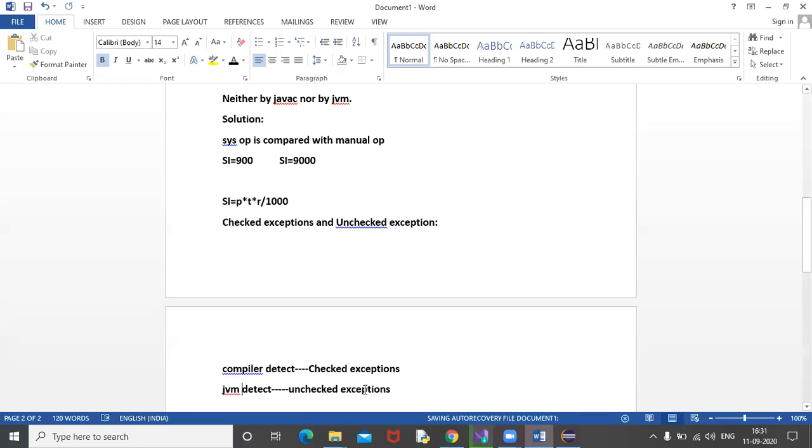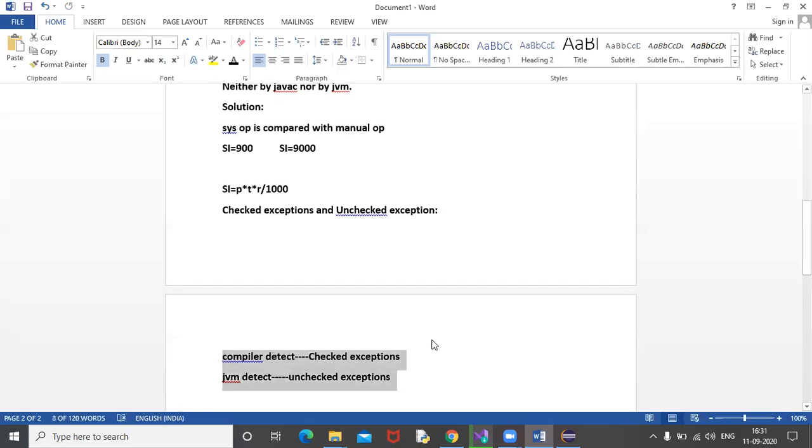Understood now? So what is the difference between checked exception and unchecked exception? Those exceptions which are detected by the compiler are known as checked exceptions. And those which are not detected by the compiler but are detected by the JVM are known as unchecked exceptions. There is every chance for confusion here. We should carefully understand this.